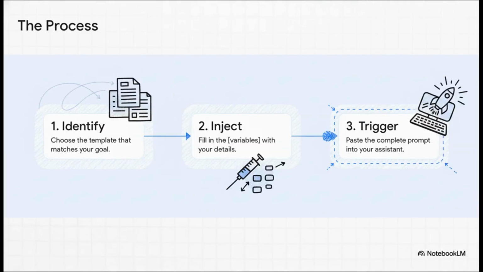And the best part? It's so simple. It's just 3 steps. 1. You pick the right protocol for what you want to do. 2. You plug in your own specific details. Those are the variables. And 3, you copy, paste, and trigger the model. That's really it. It's a repeatable, scalable way to get incredible expert-level results, time and time again.